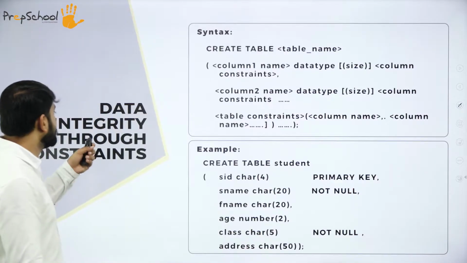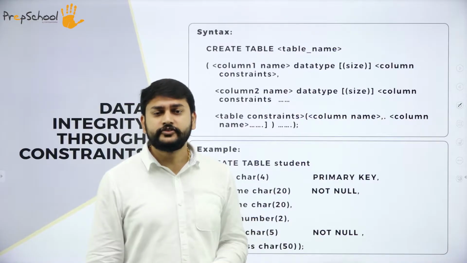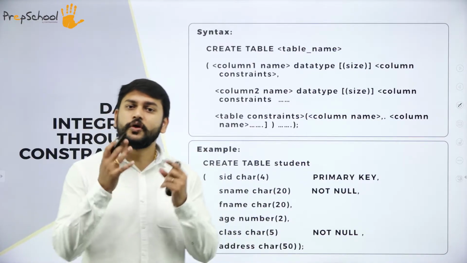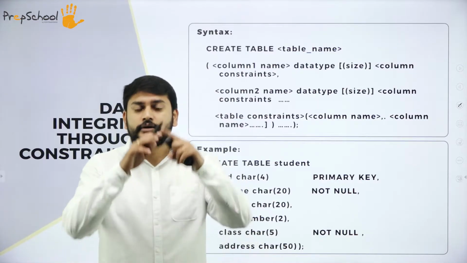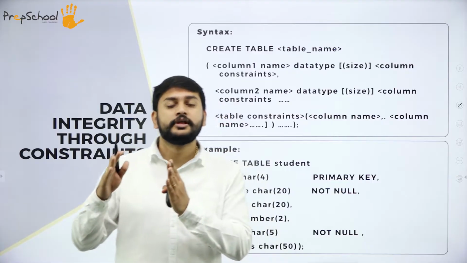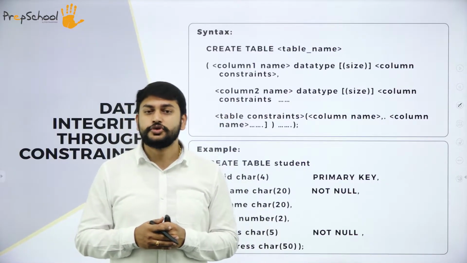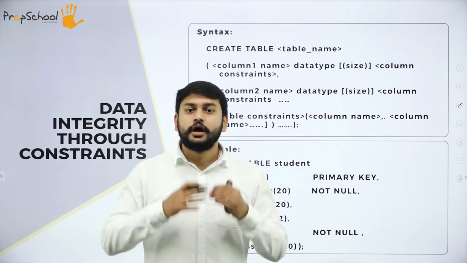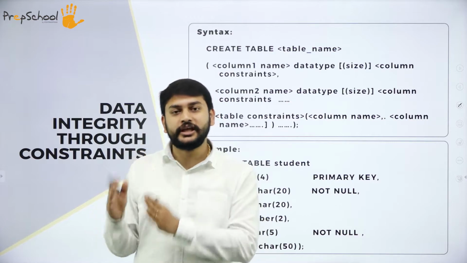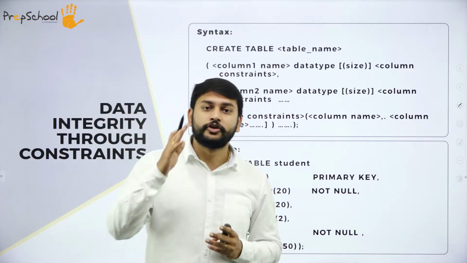So I have data integrity through constraints. Guys, this is one of the important things that all of you should know. Whenever you are trying to create a table, make sure that your data is free from redundancy. What exactly does it mean? You should store data which is not repeated, data which is unique, and data which is very useful for your processing.